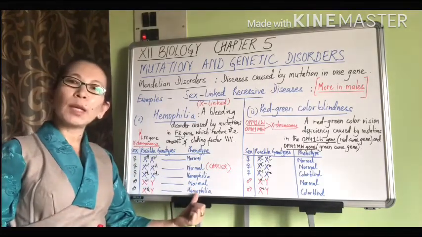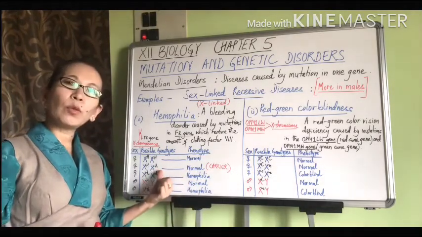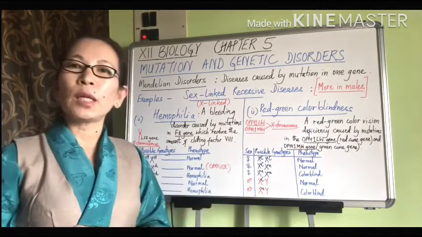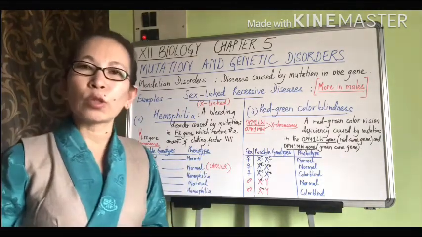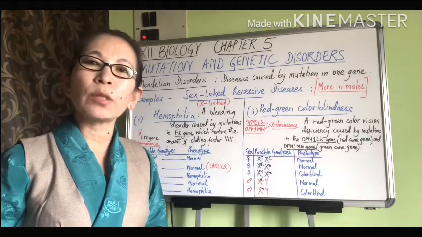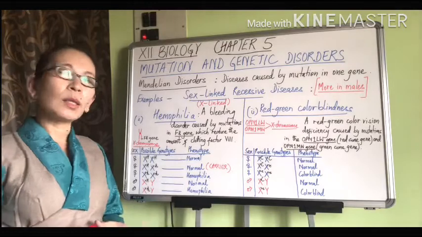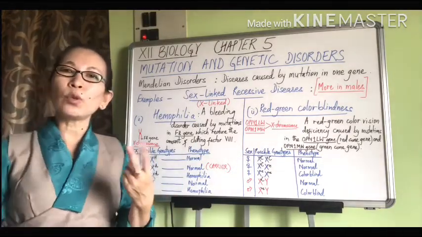So only a single copy of the hemophilia allele carried on his only X chromosome would make this male hemophiliac, whereas a single copy of the hemophilia allele in females will not make the females hemophiliac, because females have 2 copies of X chromosomes. And because of this, females are at an advantage here in terms of sex-linked diseases, especially the X-linked diseases, because females have 2 X chromosomes.